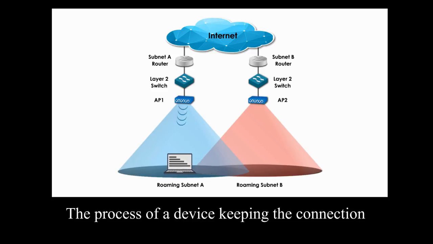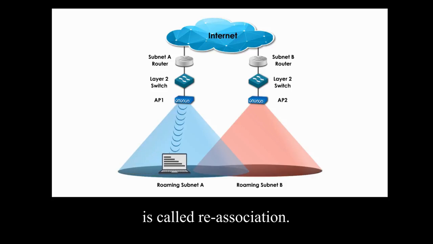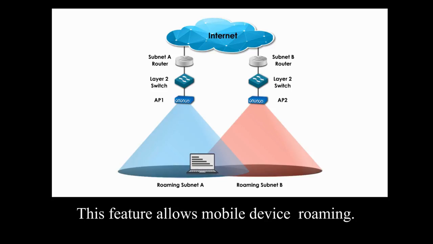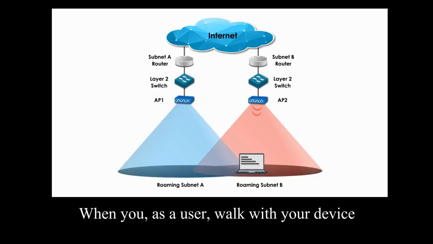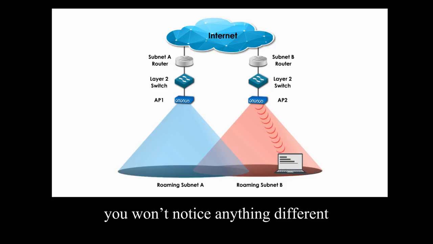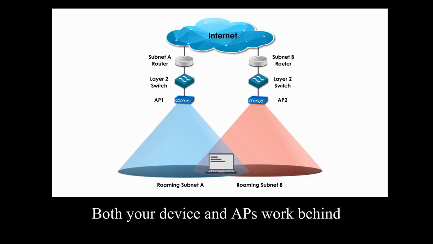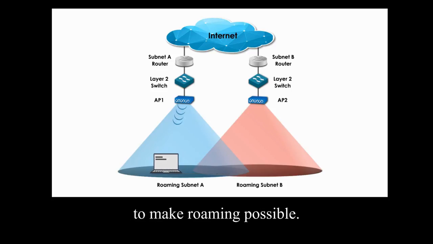The process of a device keeping the connection with a different access point is called reassociation. This feature allows mobile devices to roam. When you, as a user, walk with your device from one service set to another, you won't notice anything different even though you are using a different AP. Both your device and APs work behind the scenes to make the roaming possible.